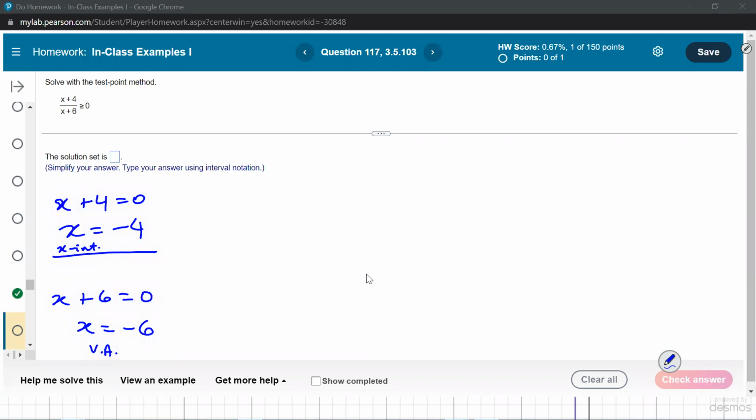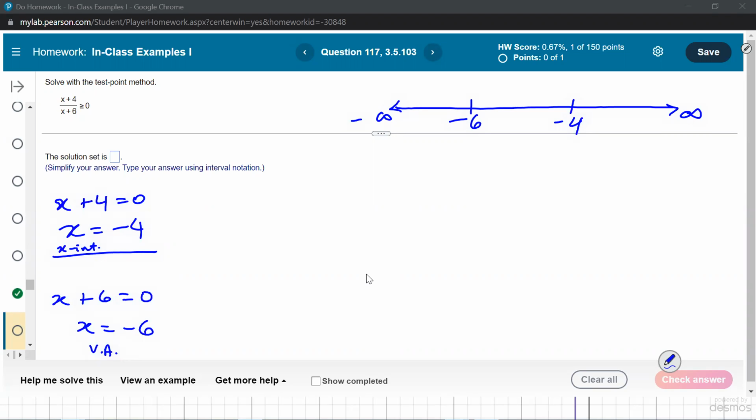Each one of these creates an interval on your graph. So when you set up your number line, I guess I'll do it here. This will be going towards positive infinity. This guy's going towards negative infinity. Let's see, -6, -4. Okay, so those are the 2 zeros from our rational function.